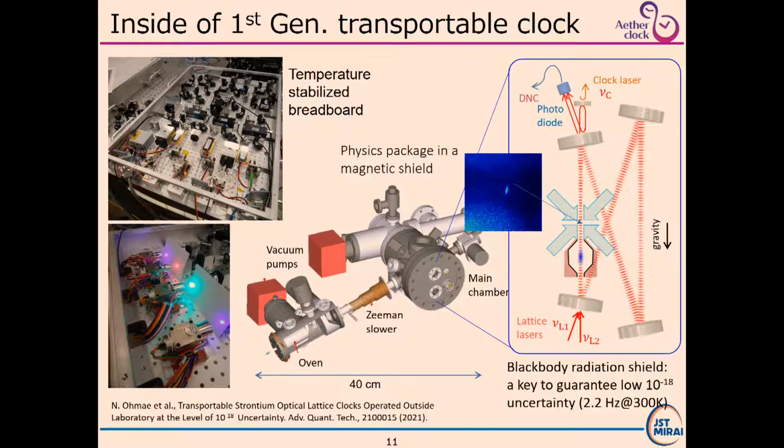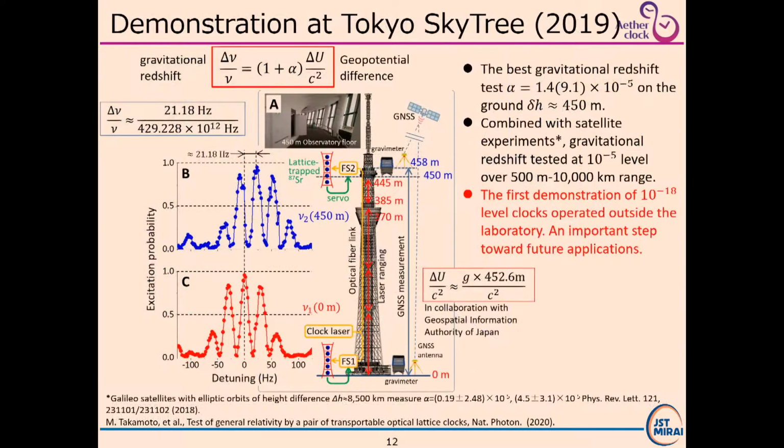Blackbody radiation shift is huge for the strontium atom. It amounts to 2.2 Hertz at room temperature, and this gives the uncertainty of the strontium clock. But by using that kind of trick, we can reduce the uncertainty down to low 10 to the minus 18.